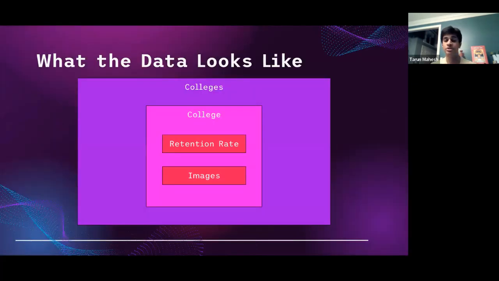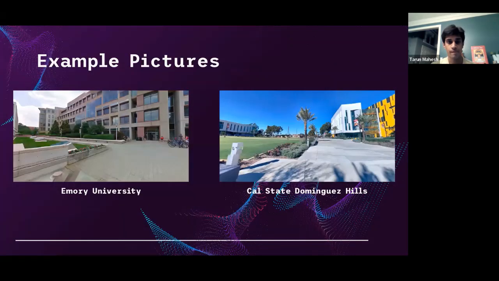This is a pictorial representation of how we collected our data. We started with a list of colleges, which was in the purple. And for each college, which is represented by the pink, we got 2 attributes. We have the images, which we collected through Google Street View, and we have the retention rate, which we collected per college. These are some example pictures from Google Street View that we took from Emory University and Cal State Dominguez Hills.